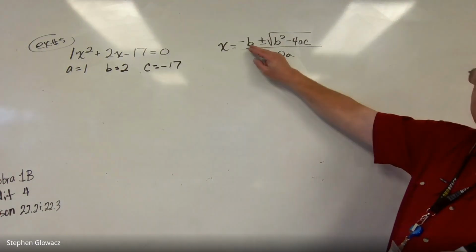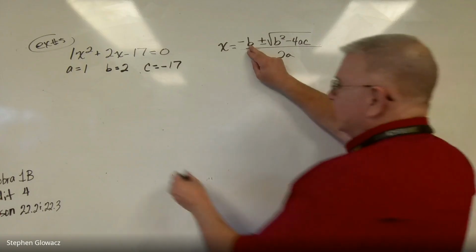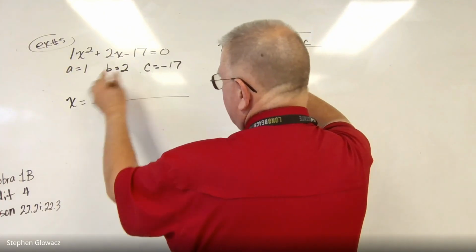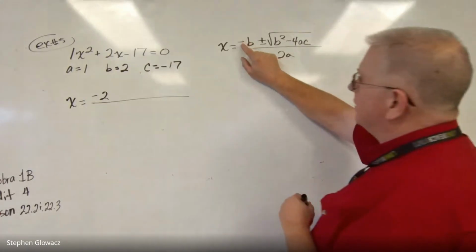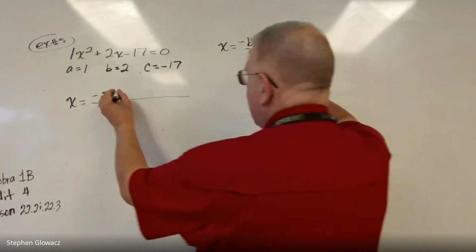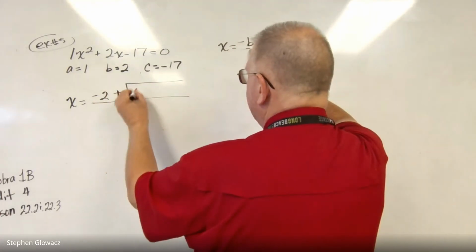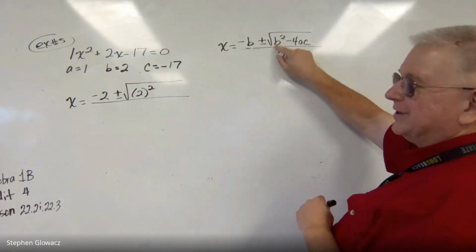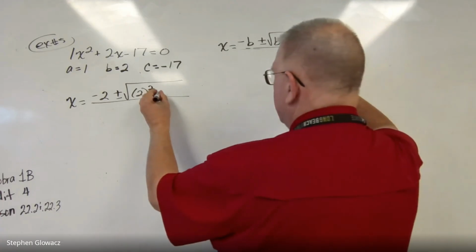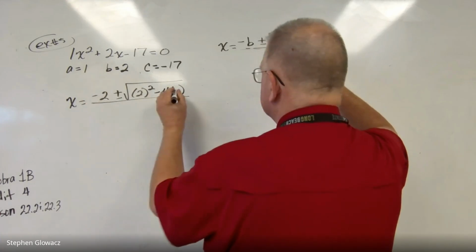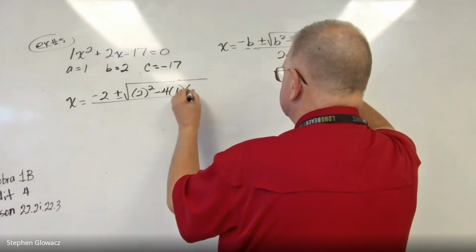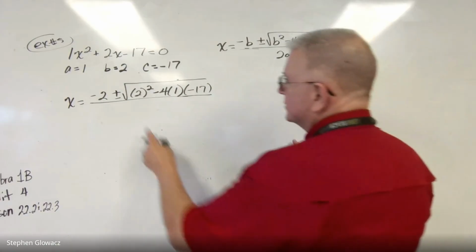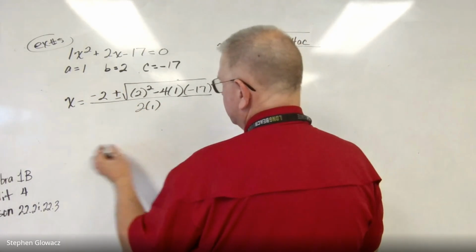And so now we're going to substitute those numbers into the quadratic formula. So we have x equals -b. So even though b is positive, it becomes negative because of that negative in front of the b. And then plus or minus, again, b, but this time squared. So b squared, so 2 squared. Sorry, b squared minus 4ac. So minus 4 times a, which is 1, times c, which is -17. And then lastly, all over 2a. So a is 1, so 2 times 1.